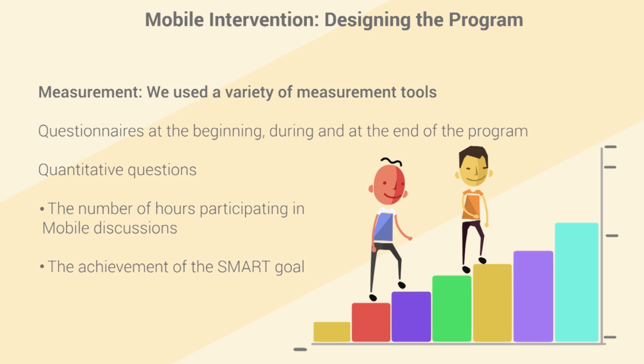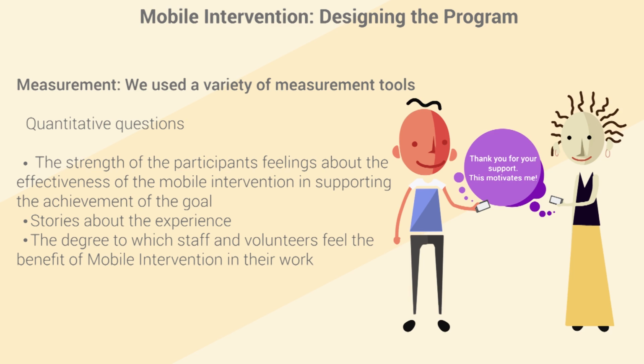So the measurement methods are pretty standard. We use questionnaires at the beginning and the end, and during the program and at the end of the program. And we also use quantitative questions: the number of hours people participated in the mobile discussions, and whether or not they achieved their SMART goal. We also used qualitative questions: the strength of a participant's feelings about the effectiveness of this particular intervention. Did they really think that it really helped them, or was it just another nice thing to do, or even worse, was it just something that they felt obligated to do? So we really wanted to know how they felt about the effectiveness of this particular intervention.